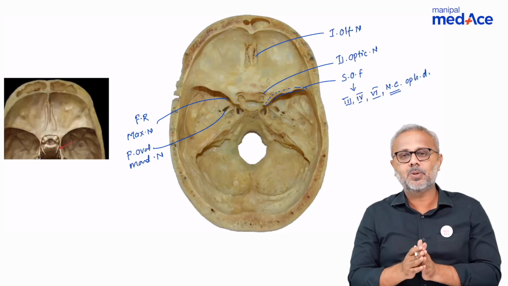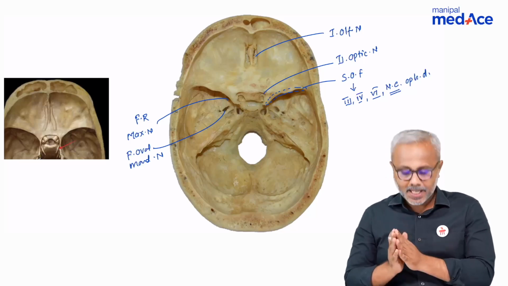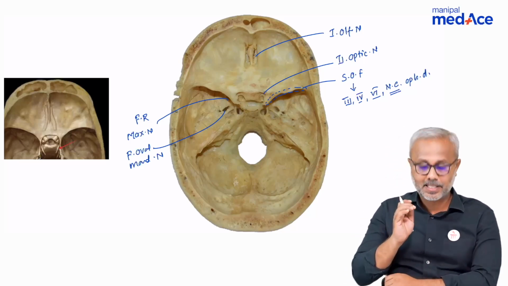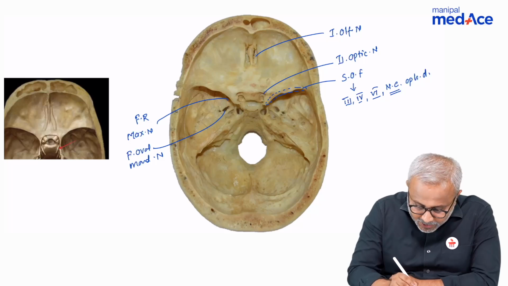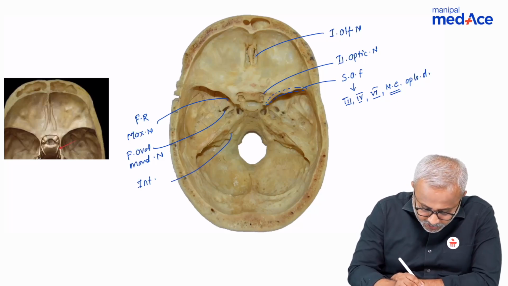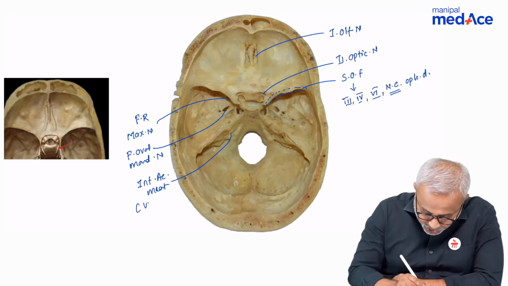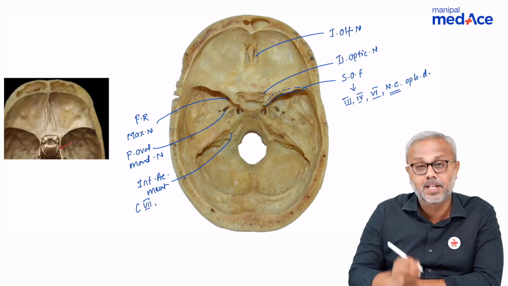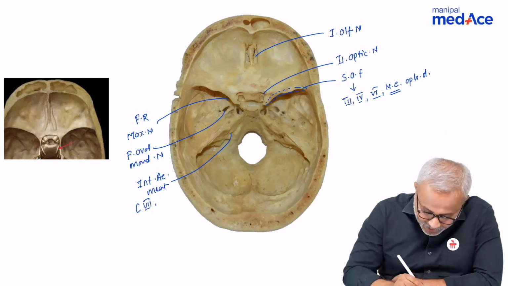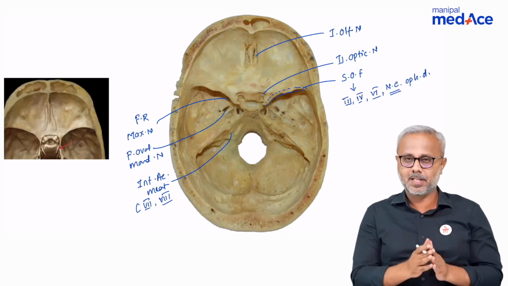Then what about the next few cranial nerves? The next cranial nerve we have is the 7th cranial nerve. Remember, this is the region of the internal acoustic meatus. Okay, so this is internal acoustic meatus. Through the internal acoustic meatus, we have the passage of the 7th or the facial nerve, and then we also have the passage of the 8th cranial nerve or the vestibulocochlear nerve.